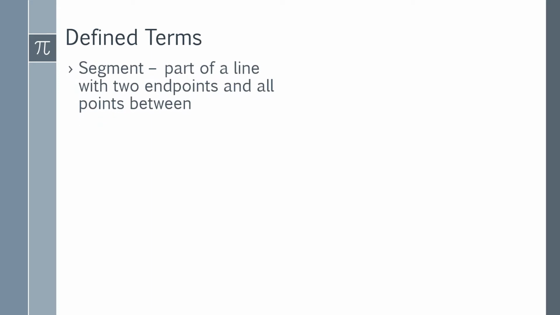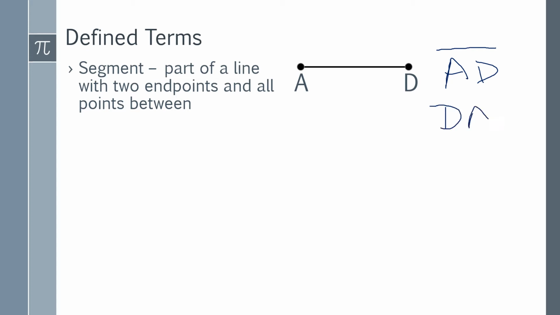Some terms that we can define using the undefined terms are segment. A segment is part of a line with 2 endpoints and all points between. Here is segment AD. To name segment AD, you use the endpoints and put a bar above it without the arrows, or we can also call this line segment DA with the bar above it.